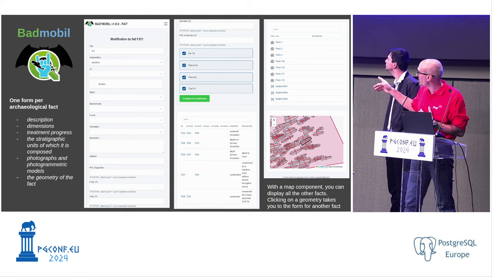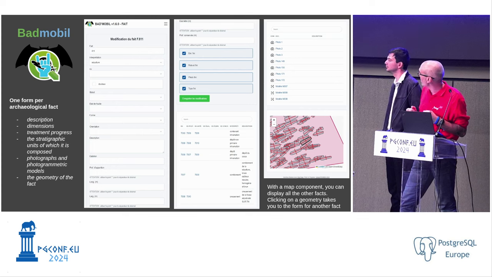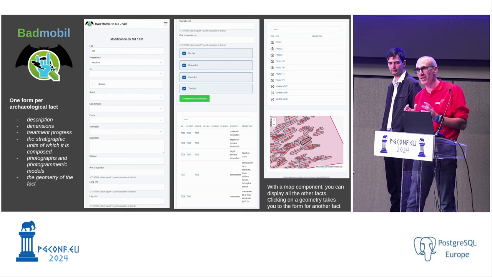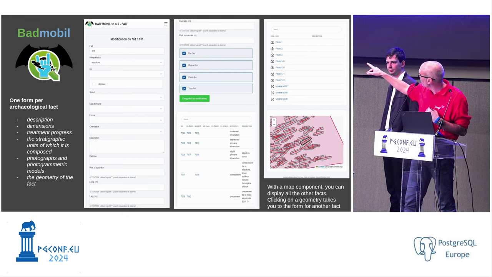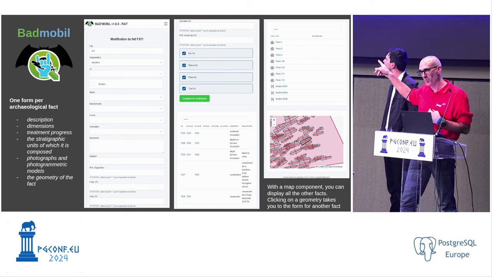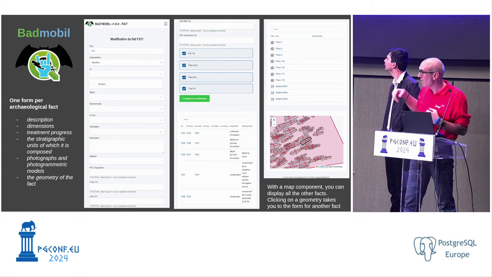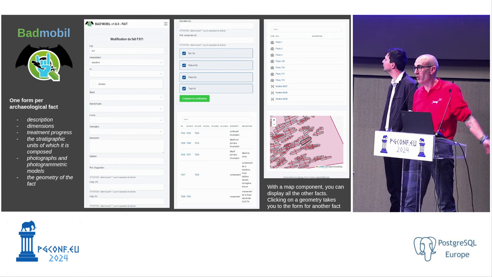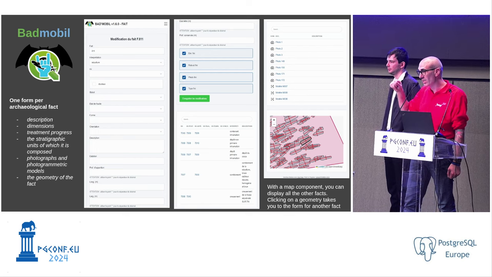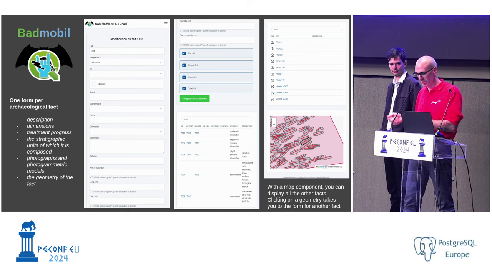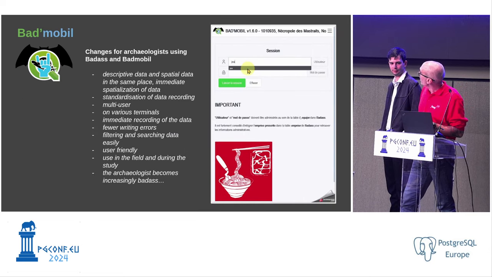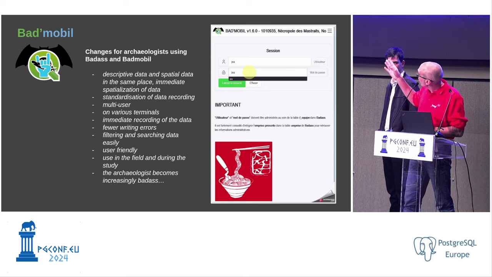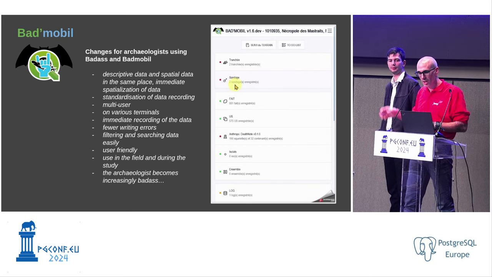We also have a map component. It's a bonus, very important for us because you can see in black the burial number 811, and we can also see all the other burials in gray. And if you click on one of them, you can access the form of this burial. So this is a form with a section, the welcome form.